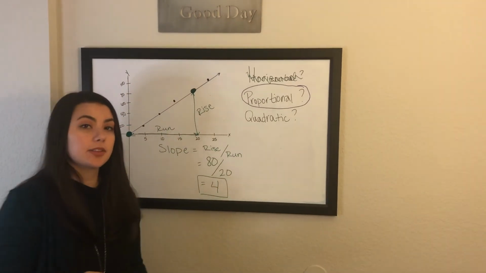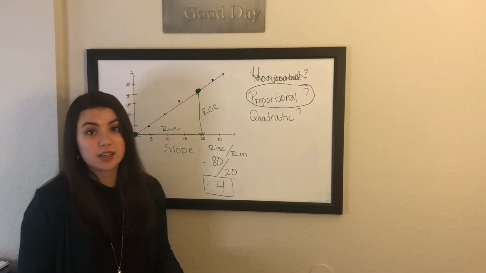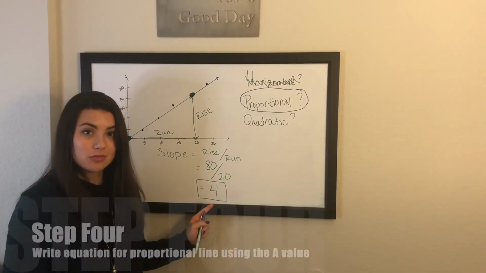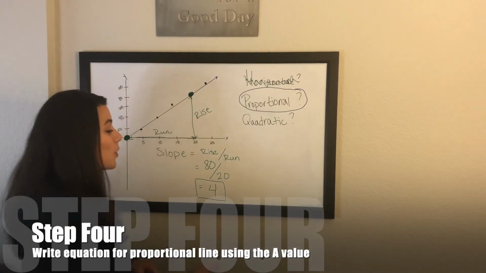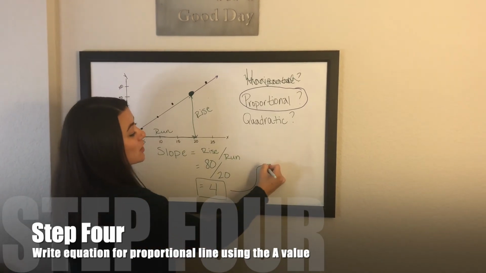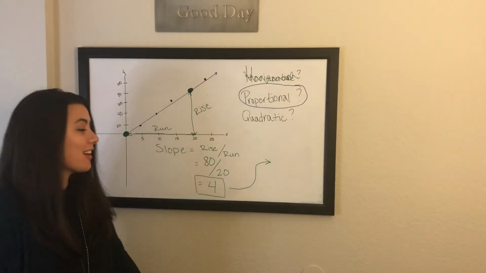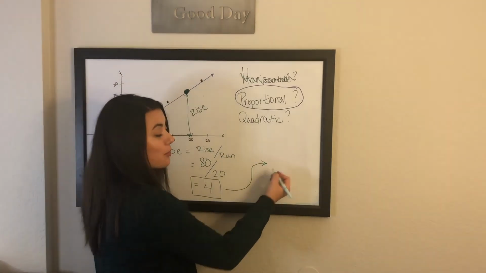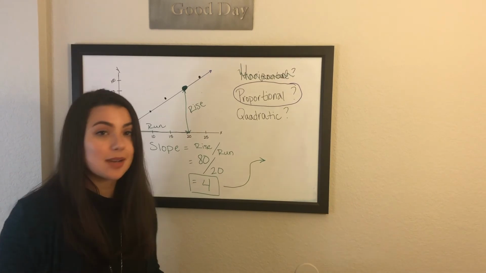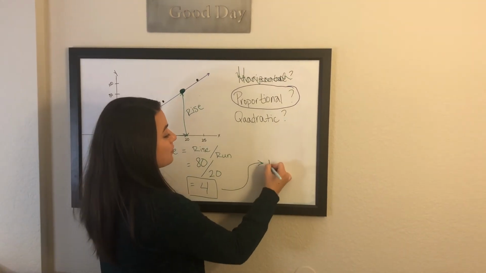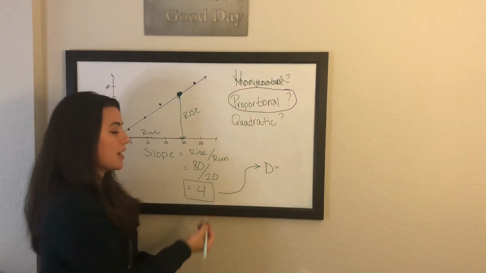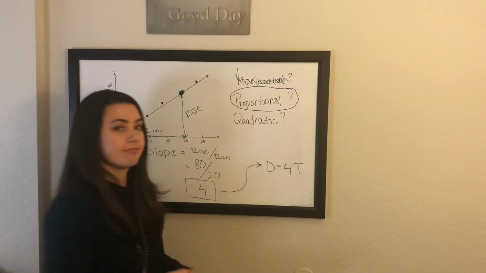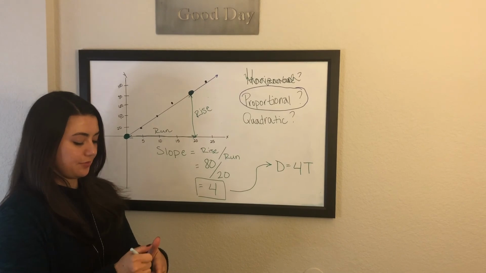Now you may be asking yourself, Mrs. Benson, why do I even care about slope? That's because our slope is our A value for our best fit line. So I can take that, and I don't even need Desmos. I can just say, okay, this is the A value. Then I know for sure, based on the different Desmos labs that we've done, that D equals our A value, which is 4, times T. And boom, we've got our equation.